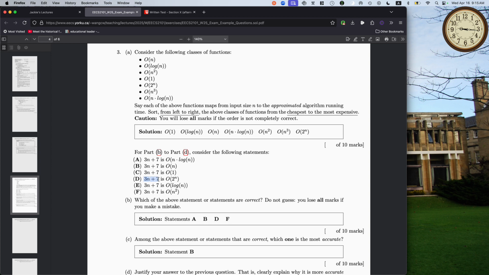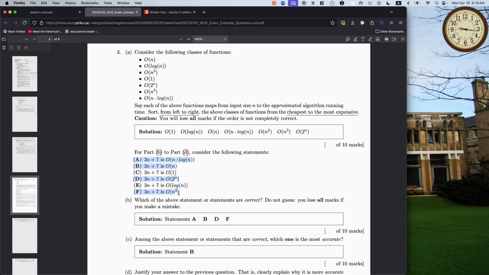So I think it's really important to see the difference between being correct and being accurate. Being correct is definitely the first step, but when you look at the same runtime function here, if you look at A, B, D, and also F, you can see that for the same function 3n plus 7, which is linear, the only option that is both accurate and correct, which would be useful, is option B, where you use the highest power.